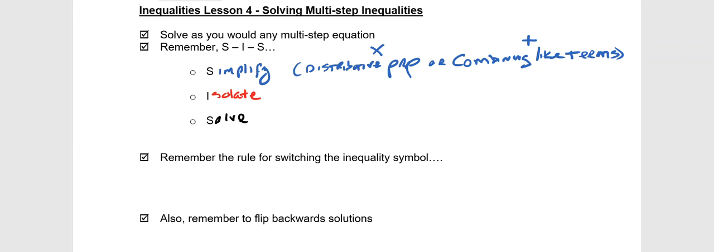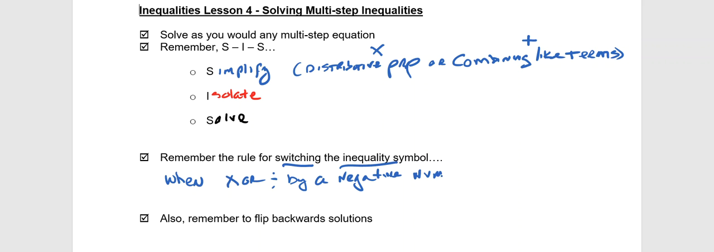Now, don't forget, there's a couple of other things we don't want to be sloppy about. So remember the rule for switching the inequality symbol. And that says when multiplying or dividing by a negative number, we know to switch or flip. Maybe we should say flip the inequality symbol, okay? Instead of switching, flip the inequality symbol.